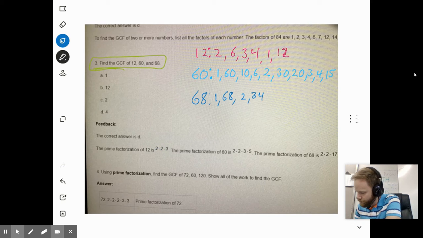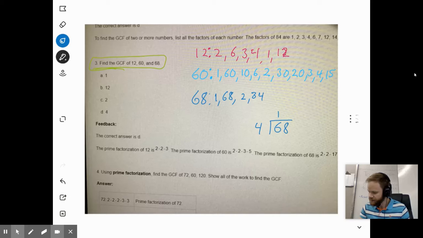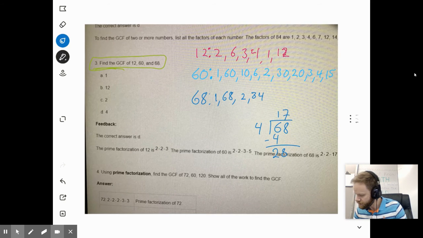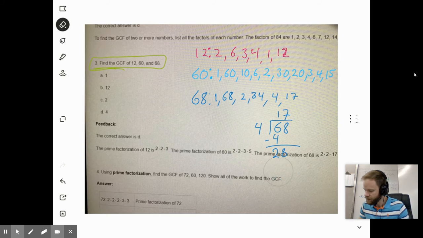But let's try 4 maybe. So 68 divided by 4. 4 goes into 6 once. Subtract that 4, we got 2 as a remainder. Bring down our 8, 28. Does 4 go into 28? Indeed, it does, 7 times. 7 times 4 is 28. Subtract, 0, 0. So we also know 4 and 17 are factors of 68.